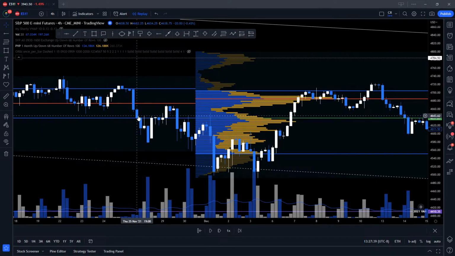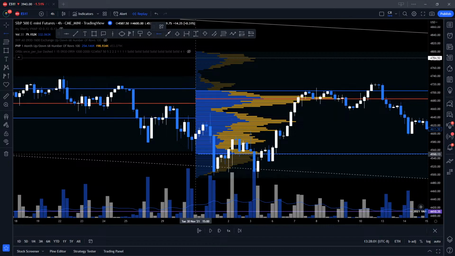Or you can have price leave the value area, come back, retest, and go long. We'll look for some examples on lower time frames where it'll look a lot cleaner. But so on my 4-hour chart, I'm going to be grabbing my previous month value area low, my POC, and my value area high.